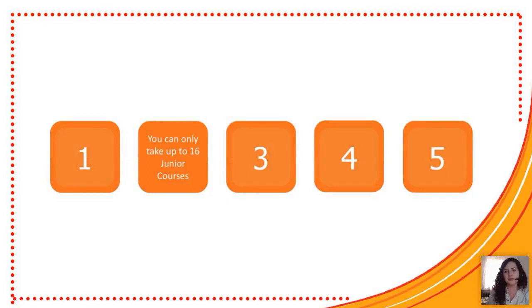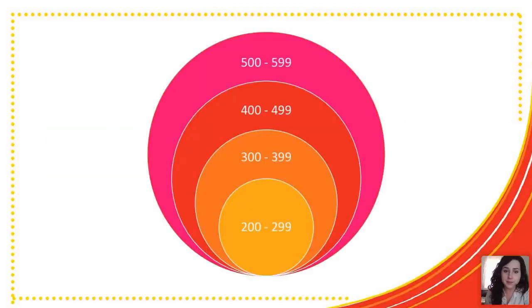Okay, number 2, you can only take up to 16 junior courses. What does that mean? Well, at the University of Calgary, you have courses at the 200, 300, 400, and 500 level. At the undergrad level, like when you're not in a master's degree, courses that are 200 to 299 are known as junior courses. If you go 300 and up, senior courses.